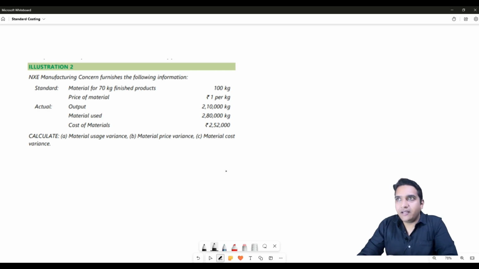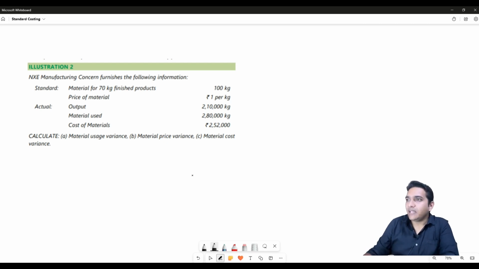NXE manufacturing concern furnishes the following information. Standard material for 70 kg finished products 100, price of material rupees 1 per kg. Actual output 210,000 kg, material used 280,000 kg, cost of material 252,000. Calculate material usage variance, material price variance, material cost variance.